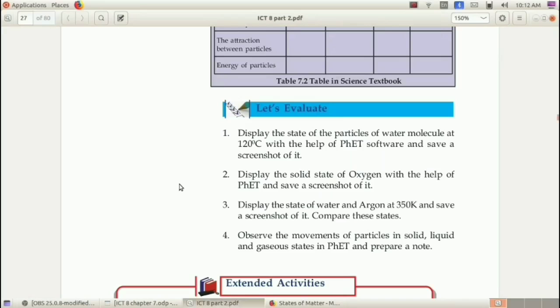In your textbook page number 107, in the Let's Evaluate section, there are 4 questions given. We'll do these activities in today's class. Our first question is, display the state of particles of water molecules at 120 degrees Celsius with the help of PHET software and save a screenshot of it. So, we have to select water as the substance and the temperature is 120 degrees Celsius.